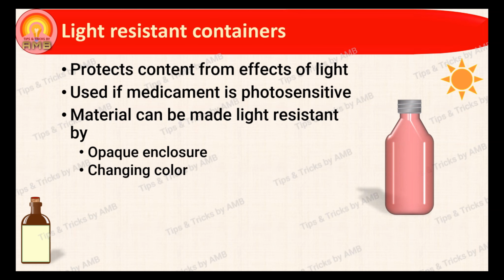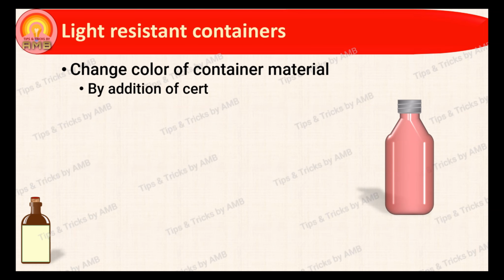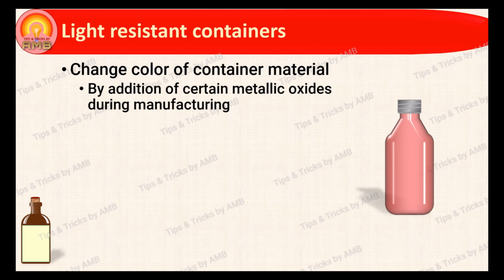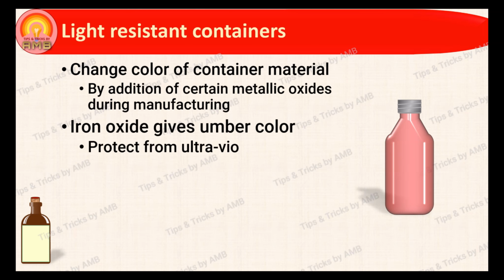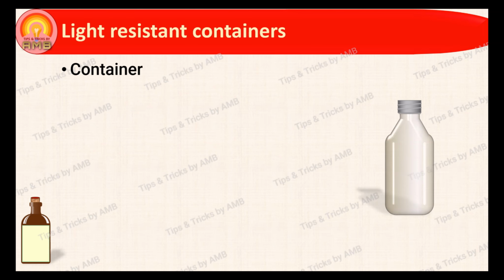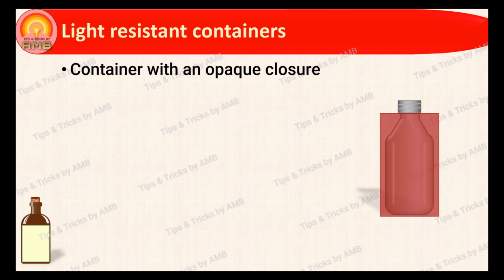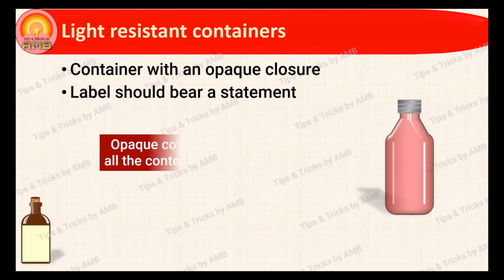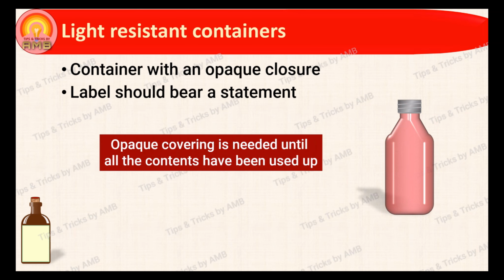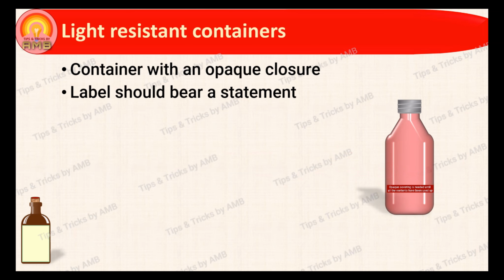The color of the container material can be changed by the addition of certain metallic oxides during its manufacturing. For example, iron oxide gives an amber color which protects content from ultraviolet light. If a container with an opaque closure is used, the label should bear a statement stating that the opaque covering is needed until all the contents have been used up, as if it is removed before emptying the contents, it may lead to deterioration of the product.